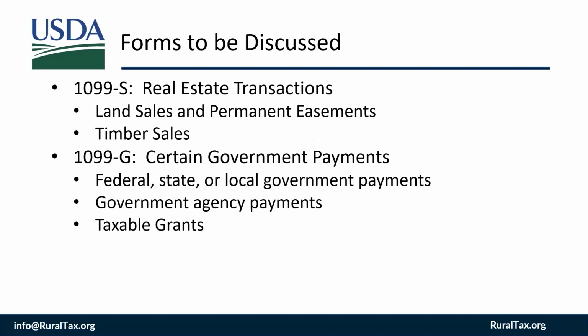A couple of other forms that we see farmers receiving, the 1099-S for real estate transactions. So we sell land, buy land, those come in there. So land sales, also permanent easements. So when you have a pipeline or a wind turbine or a power transmission line coming across your farm, your land, there's usually a permanent easement.